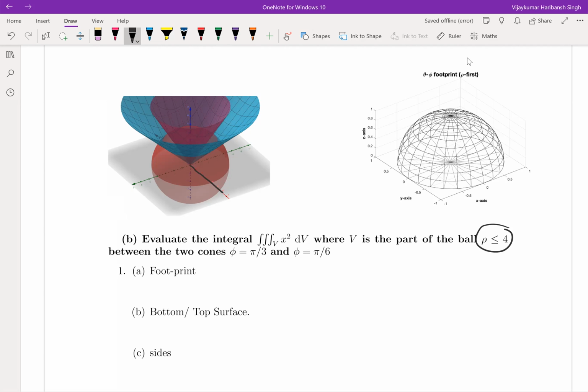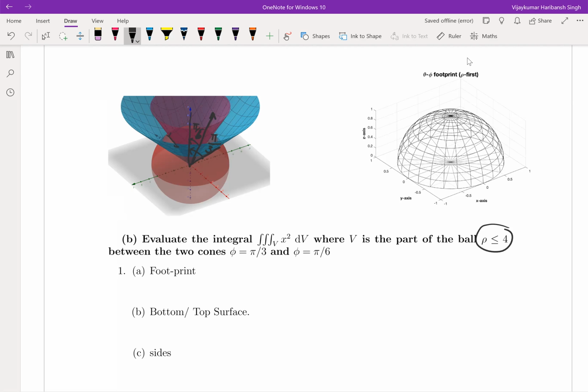Because phi is the angle with the positive direction of the z axis. So if you look at here, the first one will be pi by 3, and for the second one we have pi by 6, and this is pi by 3. So what are we looking at essentially? We are looking at a part of a sphere that lies between these two cones, right?